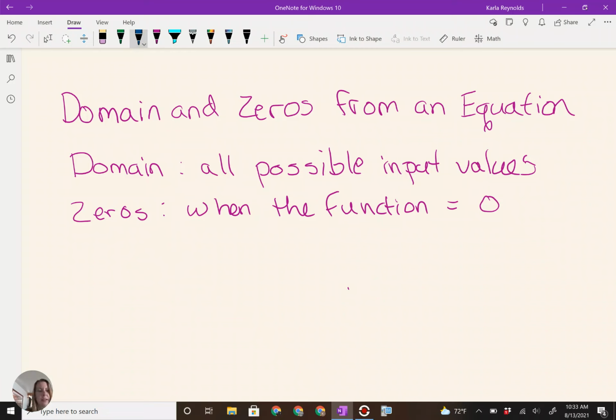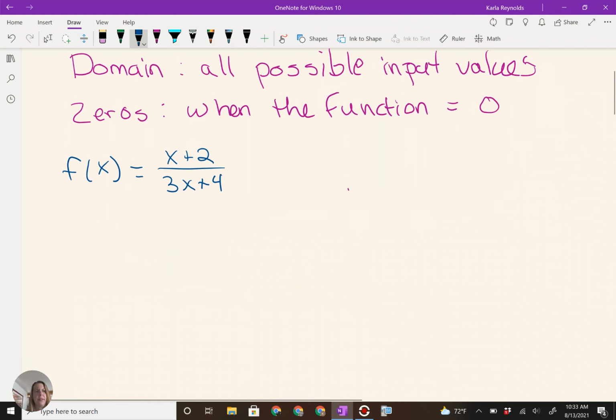All right, so let's start off with an easy function. Let's do x plus 2 over 3x plus 4. Okay, so we're going to start off with the easiest thing first, which is zeros. So I'm going to set this equal to 0. And then you might be like, well, that doesn't look easy.